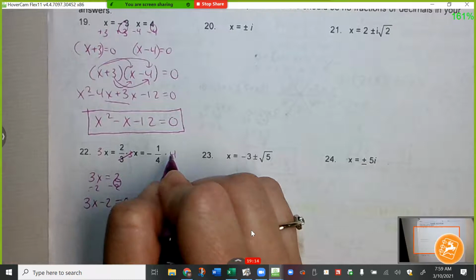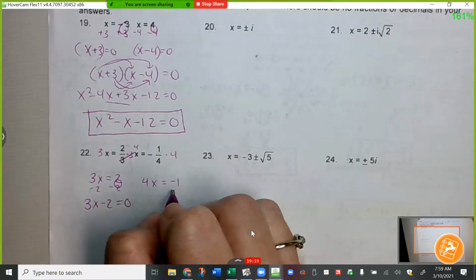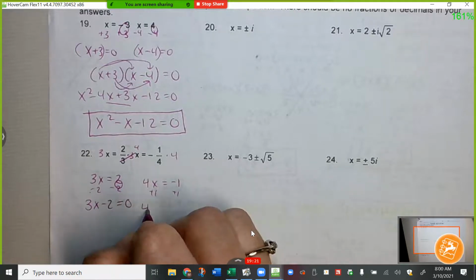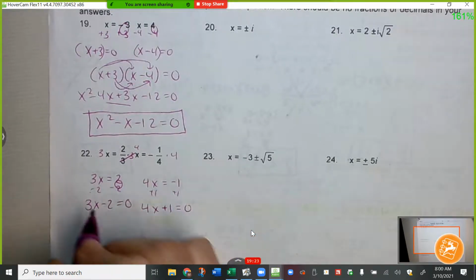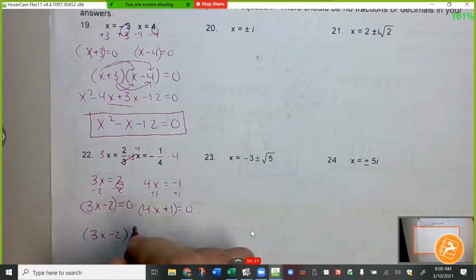So times 4 times 4. So I get 4x equals negative 1. Add 1, 4x plus 1 equals 0. So here are my two factors: 3x minus 2, 4x plus 1.